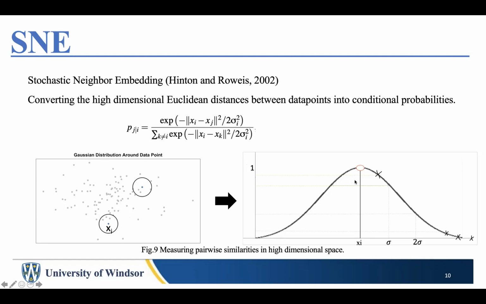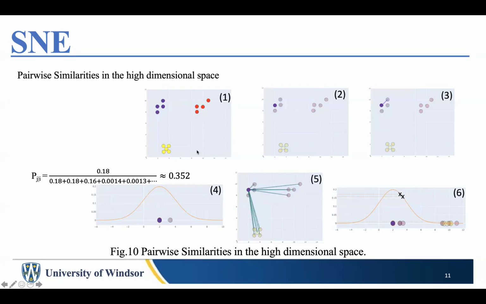For nearby data points, they have very high pairwise similarity. For those that are far from xi, they will be chosen as the dissimilar data points. Because we are only interested in modeling the pairwise similarity, we set pi given i as 0. There are three different classes and you can easily distinguish them from each other.